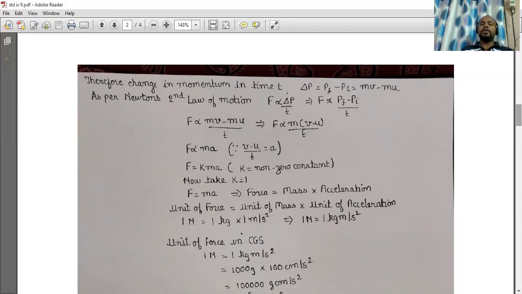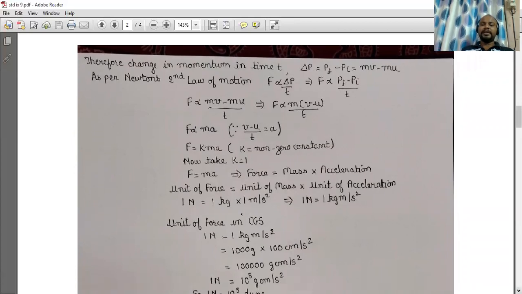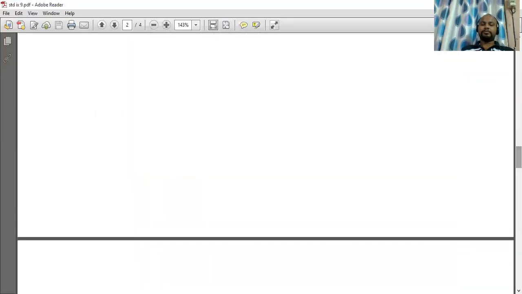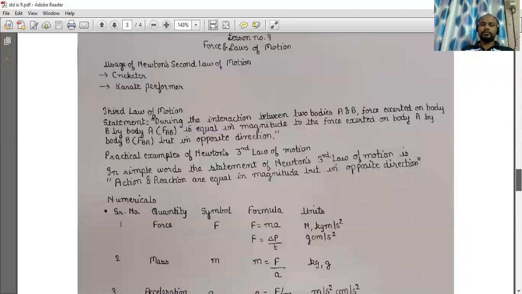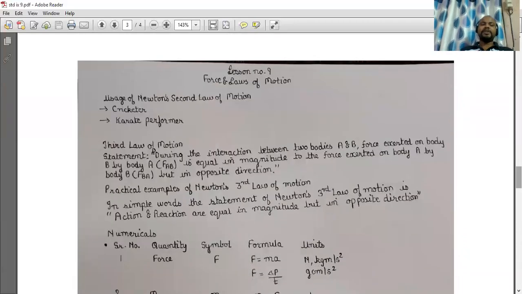That implies force is the product of mass into acceleration. That is F equal to ma. Its unit is Newton or kg meter per second square. Moving on further in our video to the next topic, that is the usage of Newton's second law of motion in our day-to-day life.